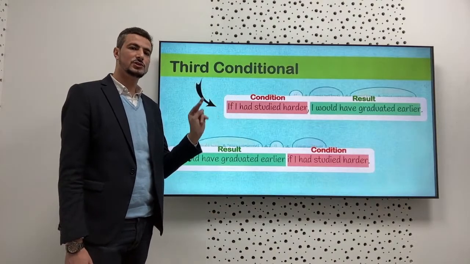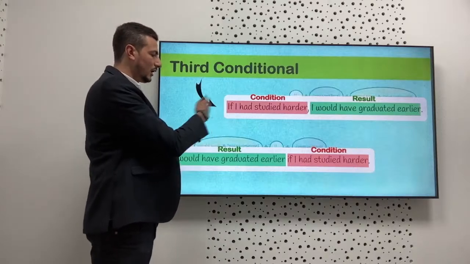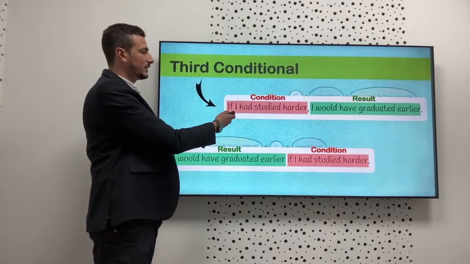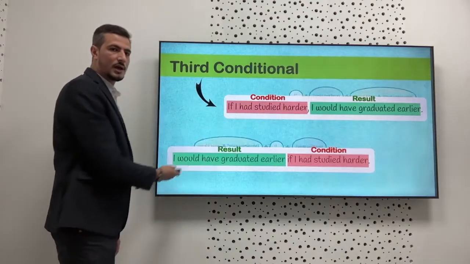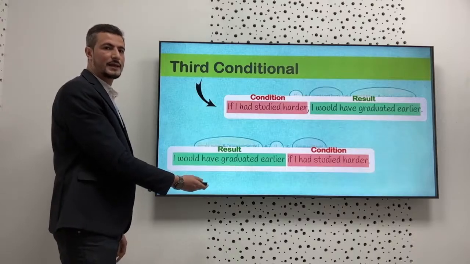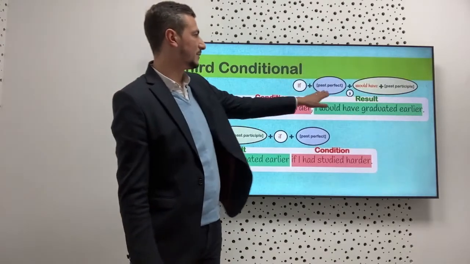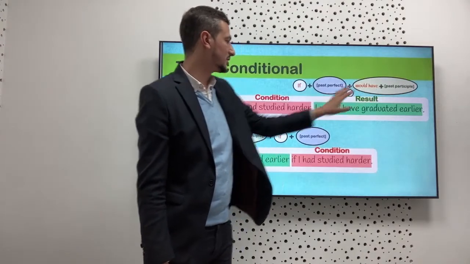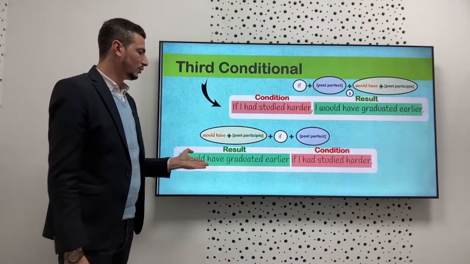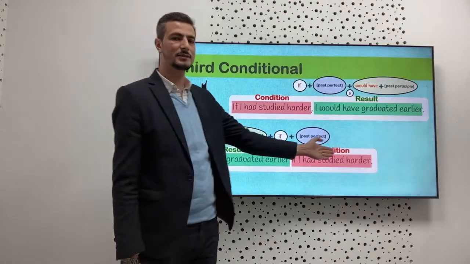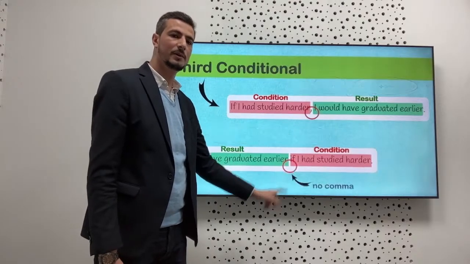The same thing about the second conditional can be applied to the third conditional, which is the order. We can start by the condition, as well as we can start by the result. If we start by the condition, we say, if I had studied harder, I would have graduated earlier. Or, I would have graduated earlier if I had studied harder. So in here, we start by if plus past perfect, comma, and would have plus past participle. But if we switch the order, you start by would have, for example, I would have done something if I had done something else. Remember, if you switch the order, there is no comma in.